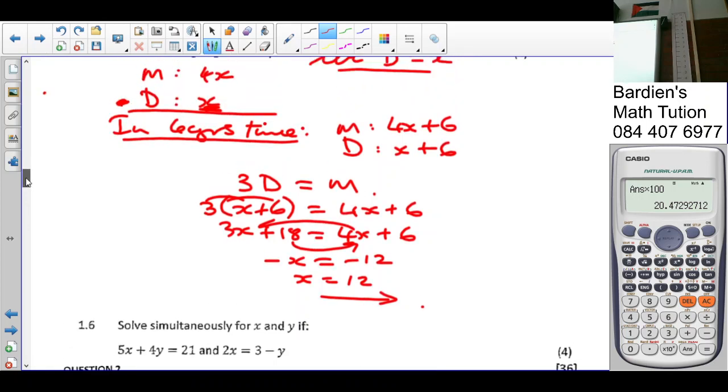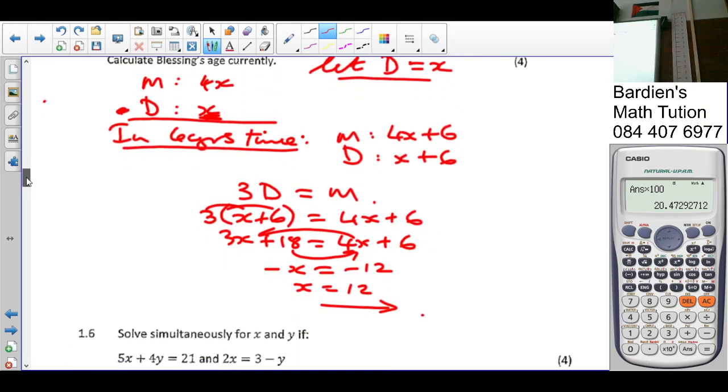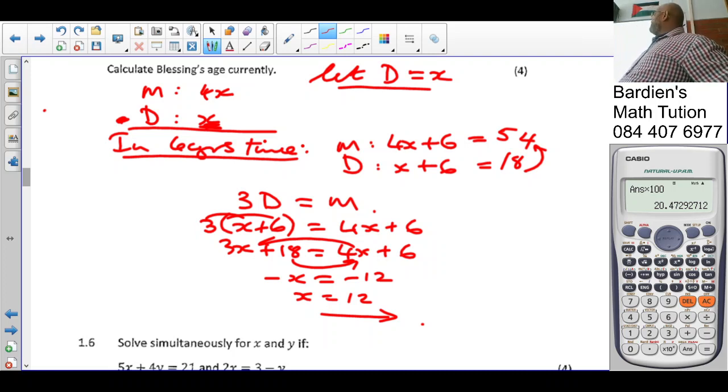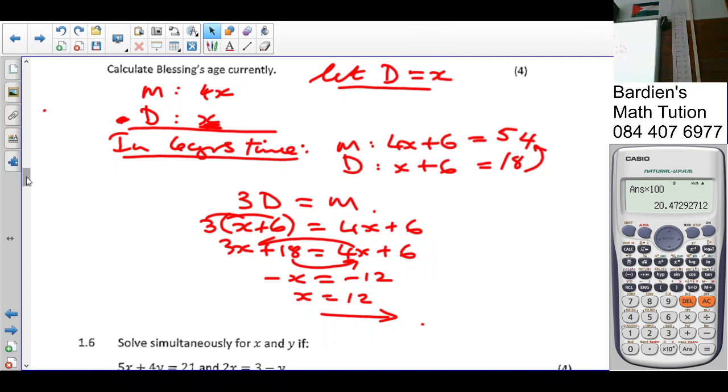And we can test if it's correct. There's 4 marks at the end of the day. So the mother currently is, 4 times 12 is 48. How old will the mother be in 6 years' time? 54. How old will the daughter be in 6 years? 18. What's 18 times 3? 54. Can you see that? So it all balances out, which makes it correct. Okay? Any confusion?